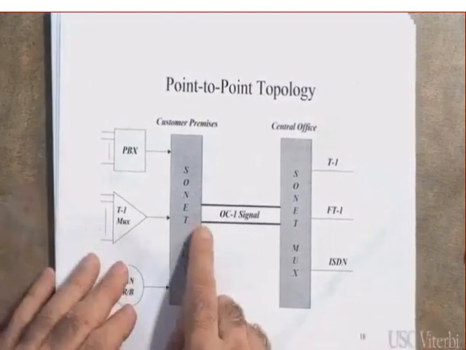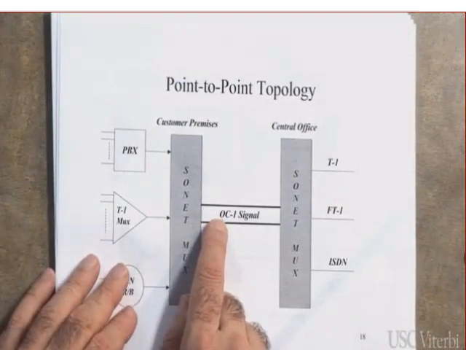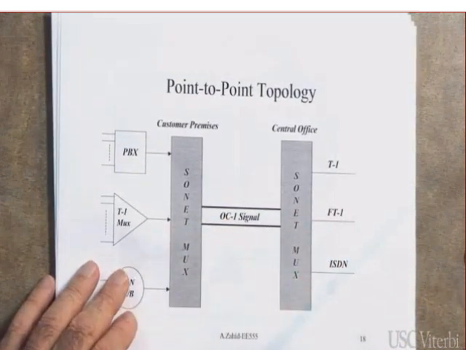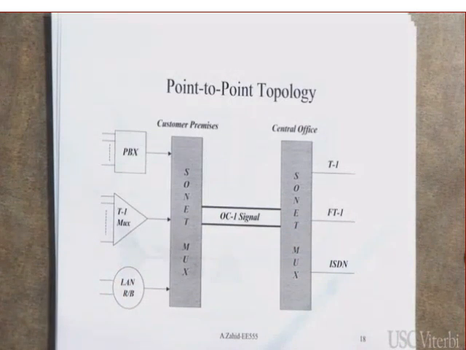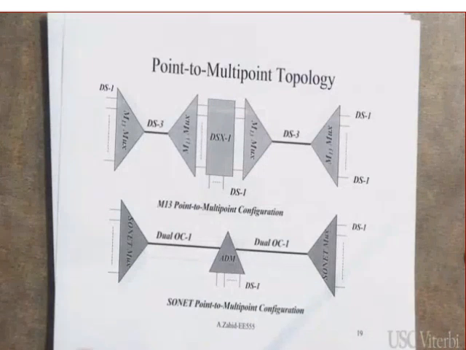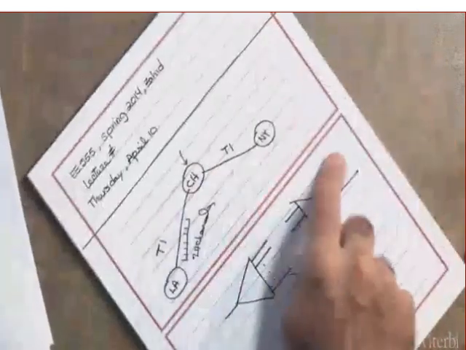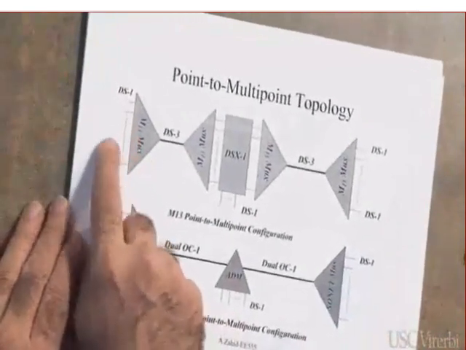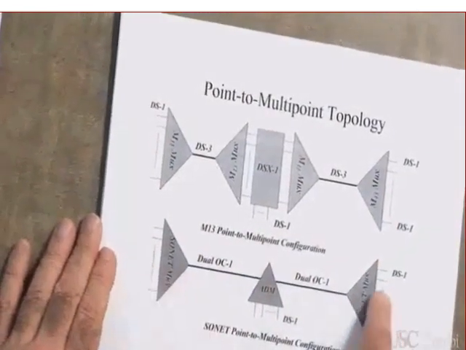Okay. Notice, by the way, in here, I just wrote OC1. It's just an example, but in reality, it's much higher than OC1. Are you following? If the corporation is big, OC1 will not be high enough. 51.84 megabits per second is not much. Clear? Okay. Now, then we do have the other topology, which is called a point to multi-point. This is the one that I was just telling you about here. So what do we have in here? This is one point, this is another point, this is a third point, this is a fourth point.